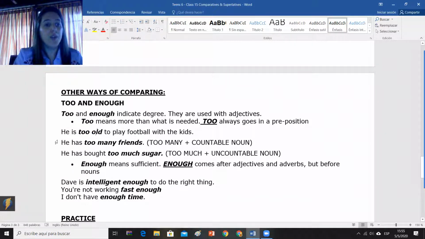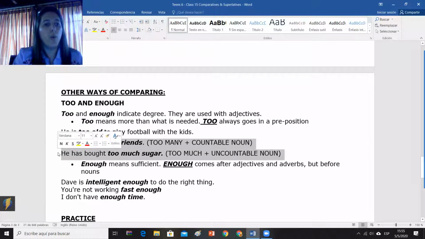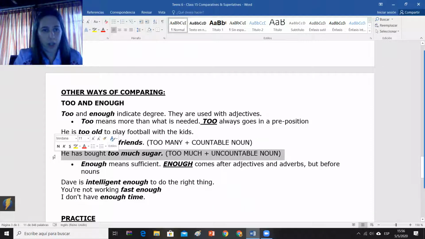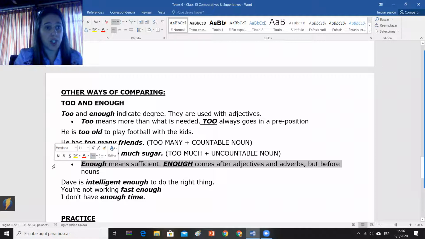And if we use nouns, we need to use many or much depending on the kind of noun it is, if it is countable or uncountable. Example, he has too many friends. He has bought too much sugar. Okay? Too, demasiado. Enough, which means sufficient, comes after adjectives and adverbs, but before nouns.